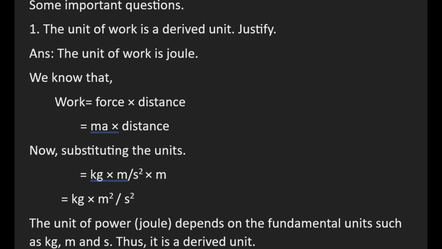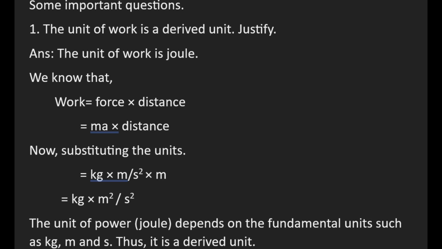Now students, we already learned that derived units are those units which depend on 2 or more fundamental units. Now let's see why the unit of work is called a derived unit. First of all, what is the SI unit of work? It is joule. And what is the formula of work? Work equals force multiplied by distance. Now students, we know that force is equal to mass multiplied by acceleration. So instead of force, we can write mass multiplied by acceleration. That means work equals mass multiplied by acceleration multiplied by distance.